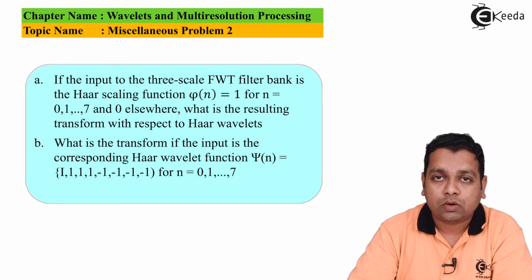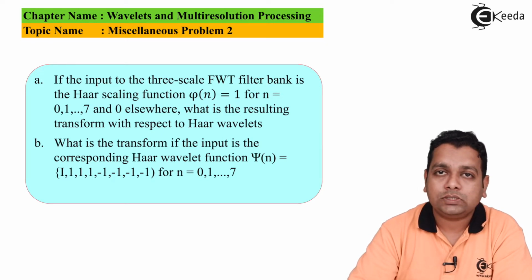Let us talk about the part B, that is of the miscellaneous problem number 2. Part B starts with what is the transform if the input is the corresponding Haar wavelet function psi of n given by the first 4 values are 1, 1, 1, 1 and next 4 values are minus 1, minus 1, minus 1, minus 1 for n is equal to 0, 1 up to 7.